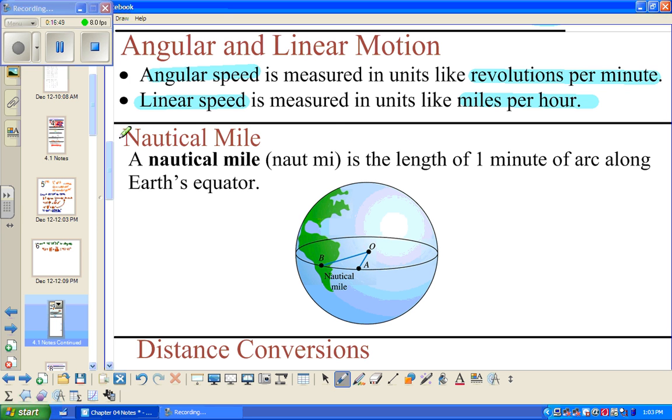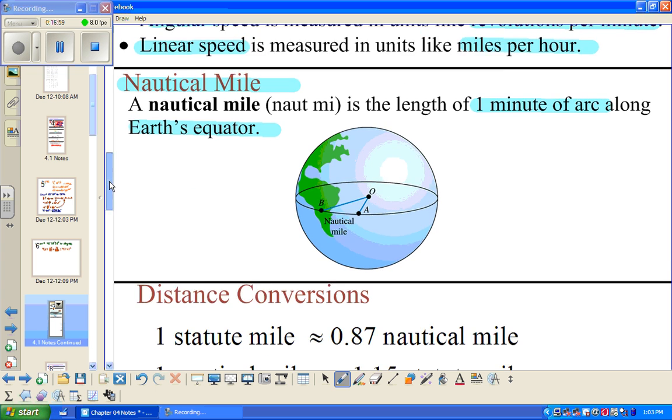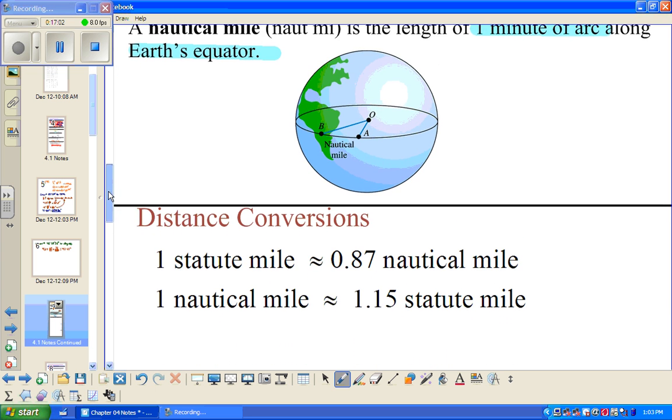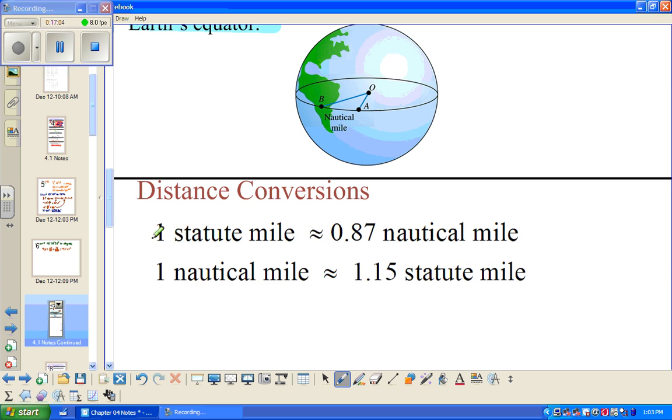I just wanted to mention a nautical mile, something you probably haven't used before. It's the length of 1 minute of arc along the Earth's equator. So some simple conversions for that: 1 statute mile is approximately 0.87 nautical miles. A statute mile is the miles that you're used to using. Or 1 nautical mile is 1.15 statute miles. We'll go over a couple examples here now.